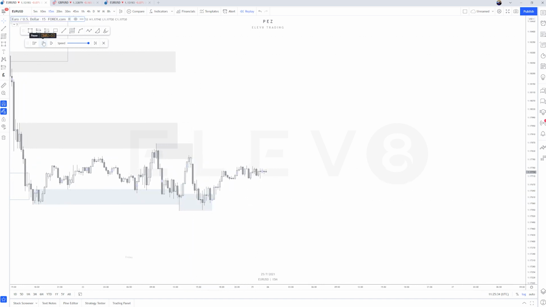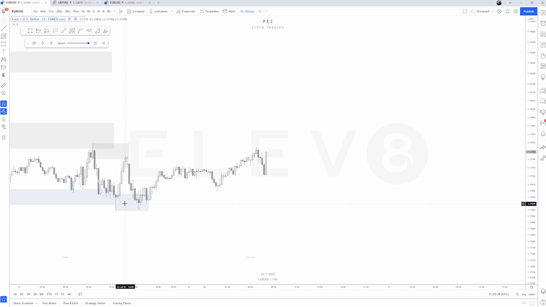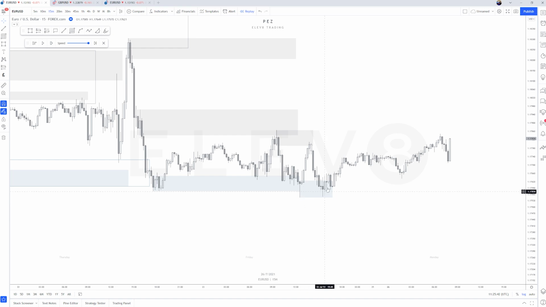So as you can see, it's about marking the ranges and literally just refining it to a last candle, or it depends, if there's inducement above the decisional, then we'll look to refine that as well.